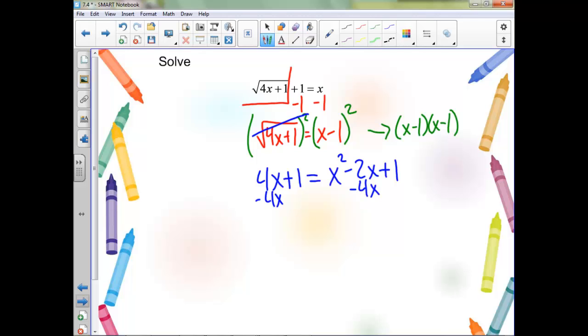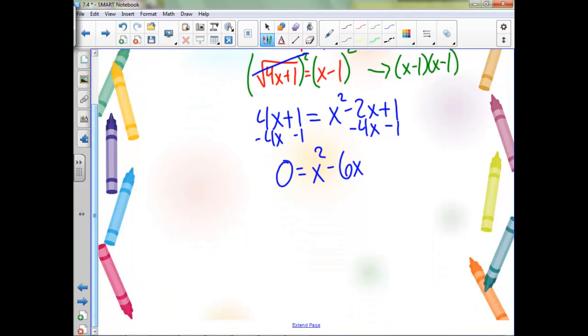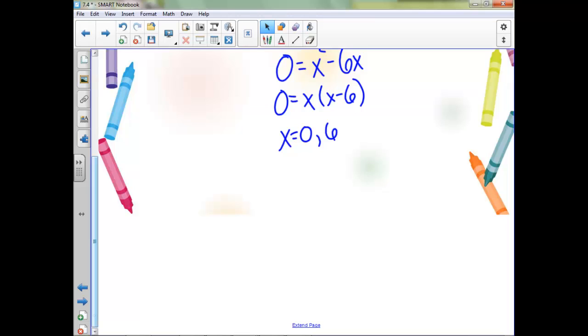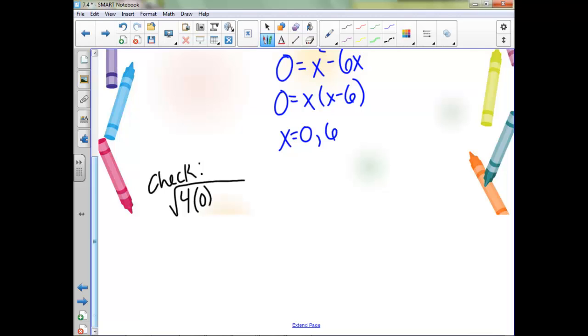We've got an x squared, so we've got to have it equal to 0. And positive 1 minus 1 cancel each other out. Factor out an x. So you've got two answers. We'll need to check both of them. Our original was the square root of 4 times our x plus 1, and then plus 1 equals our x. And on the other one, it would be 4 times our 6 plus 1.